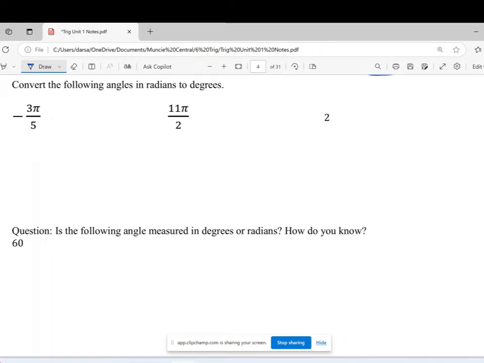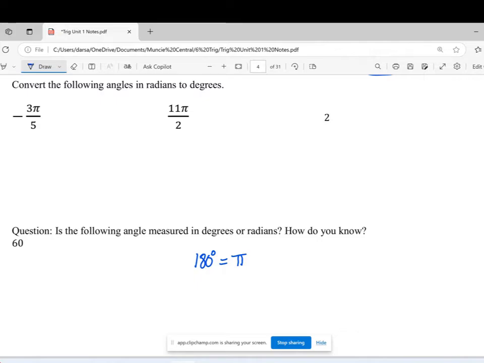Let's work on converting angles that are measured in radians into angles that are measured in degrees. So remember, before we get started, the big thing that we need to know about degree measure versus radian measure is that 180 degrees is equal to pi radians. When we're working with degrees and radians, that's our most important piece of information.